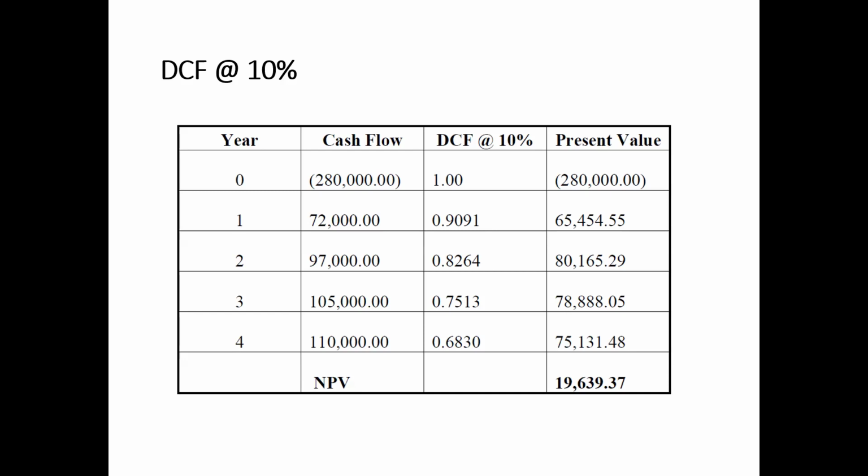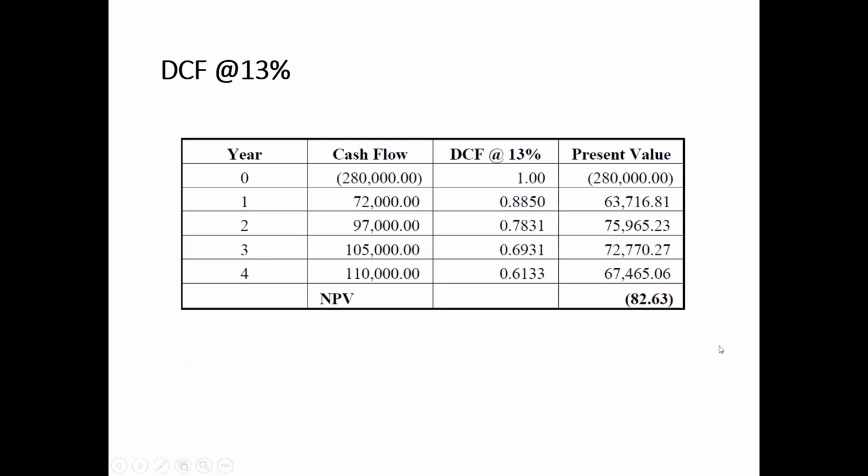Now let's calculate the NPV for 13%. So when you apply the discount factor 13%, the NPV value would be negative 82 rupees and 63 cents. Check whether you have obtained the accurate value under discount factor 13%, which gives the NPV of negative 82 rupees and 63 cents.